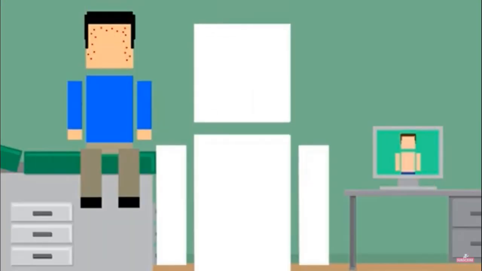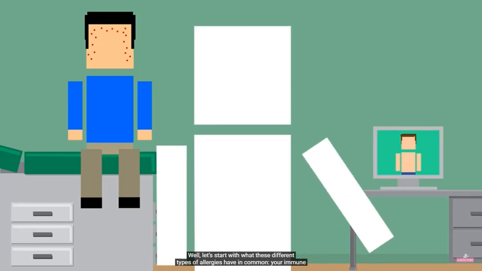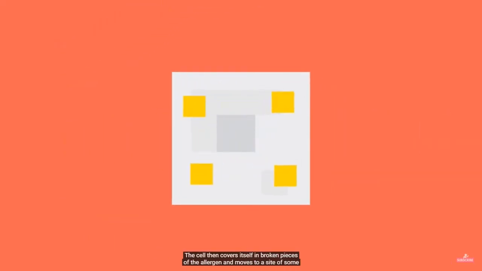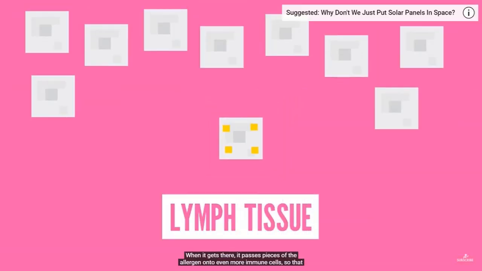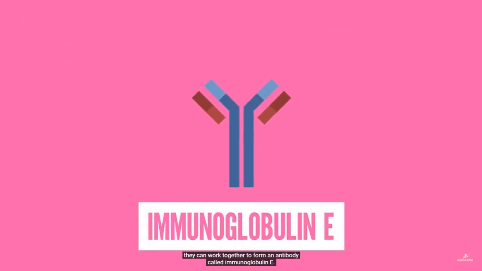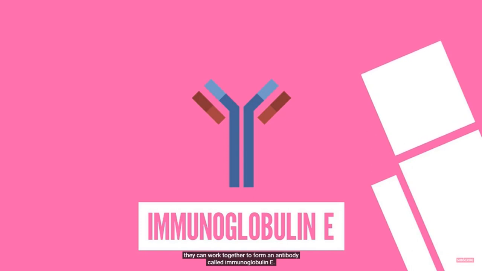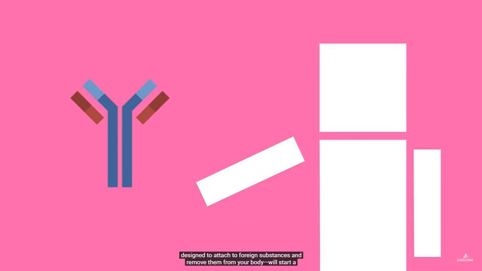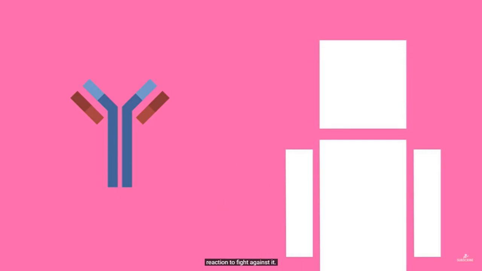Well, let's start with what these different types of allergies have in common. Your immune system. When an allergen makes contact with the surface on or in your body, nearby immune cells act quickly to destroy the allergen. The cell then covers itself in broken pieces of the allergen and moves to a site of some lymph tissue. When it gets there, it passes pieces of the allergen onto even more immune cells so that they can work together to form an antibody called immunoglobulin E, which definitely sounds like a monster from D&D. If the body comes into contact with the allergen again, these antibodies, which are proteins designed to attach to foreign substances and remove them from your body, will start a reaction to fight against it.